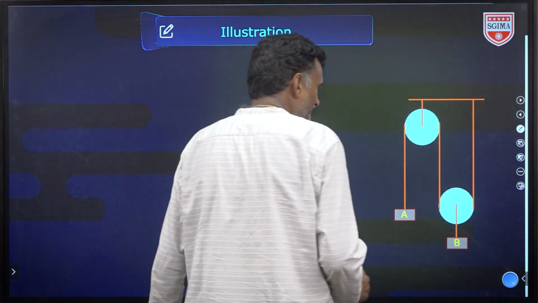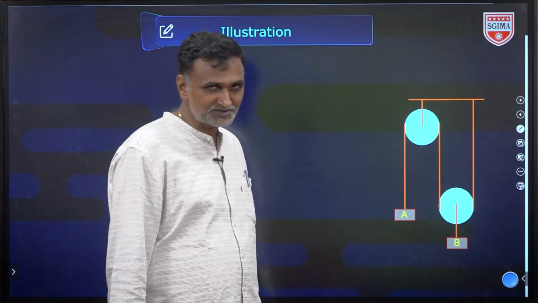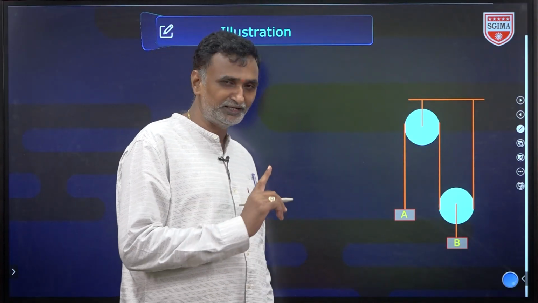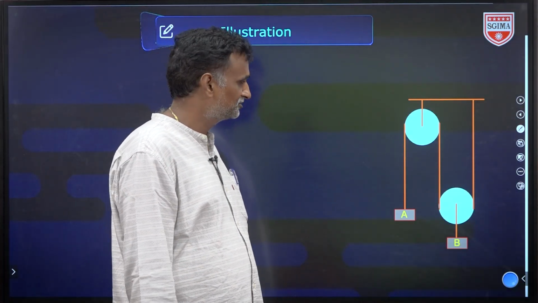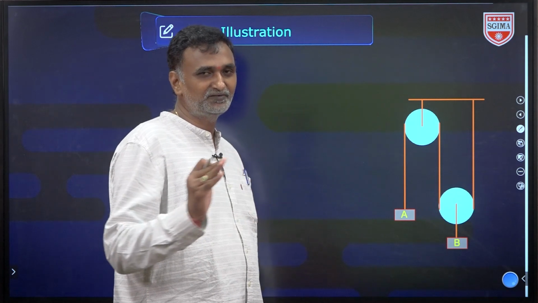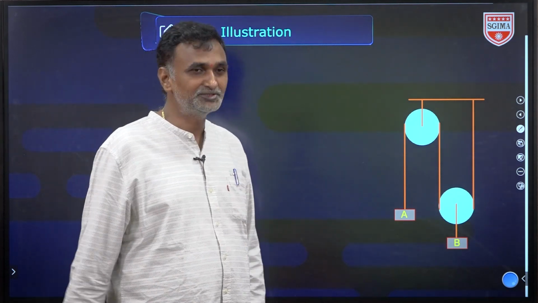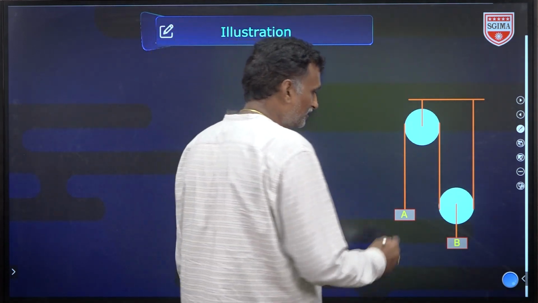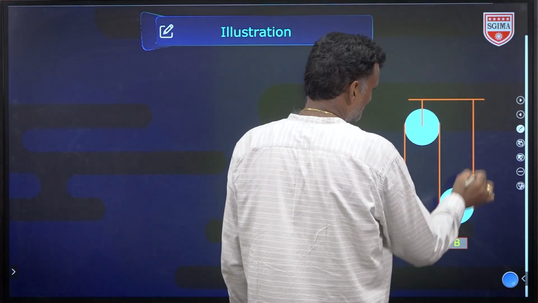First of all, we need to identify the tensions in the string. If it is one string, then the tension must be T only, there is no change. If the string has different parts, then the tension will be different. Let us start here with a long string. This is a connected long string.